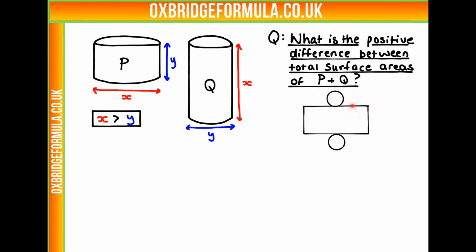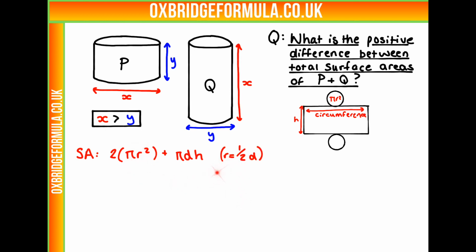We can figure out the area of a circle by doing pi r squared, and the area of a rectangle is just this length, which is going to be the circumference, times the height. So our total surface area is going to be 2 pi r squared for both of our circles on the end, plus pi diameter times h. That's our length there times our circumference, which is pi diameter. We also know that our radius, r, is equal to half the diameter. So now we can figure out what our surface areas are going to be for each of our cylinders.